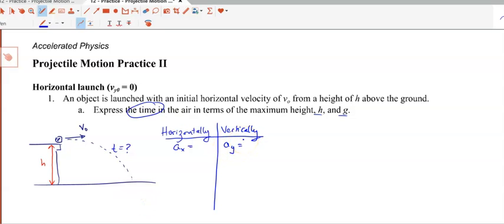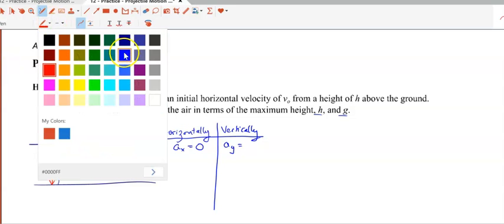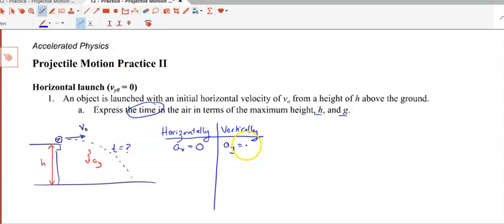In the horizontal direction, if we assume no air resistance, the acceleration is 0. But vertically, it is accelerating. There is gravity acting downwards, right? So we do have a vertical acceleration, and that is negative g. It's like negative 9.8 meters per second squared, but we're not going to use the number. We're just going to use g instead, right? And we have a negative because it's going downwards.